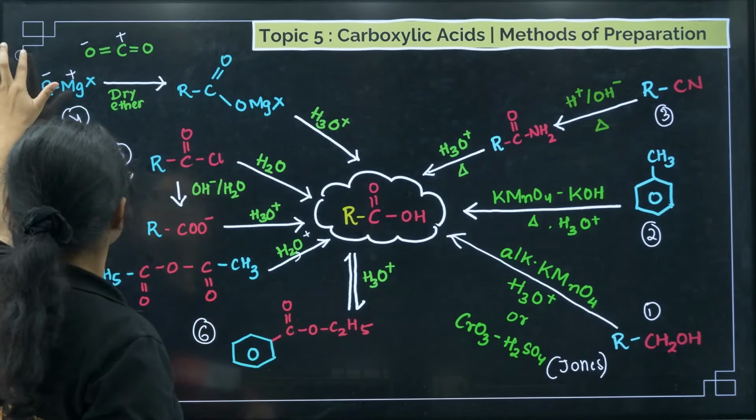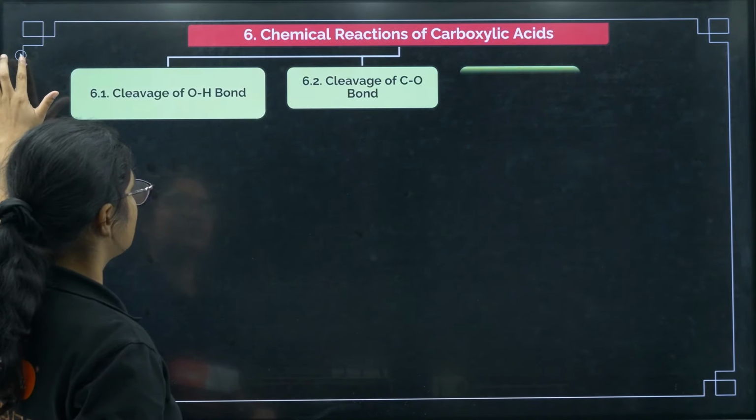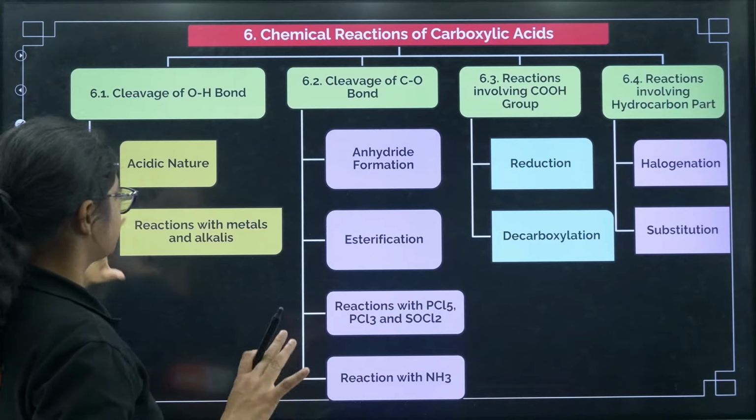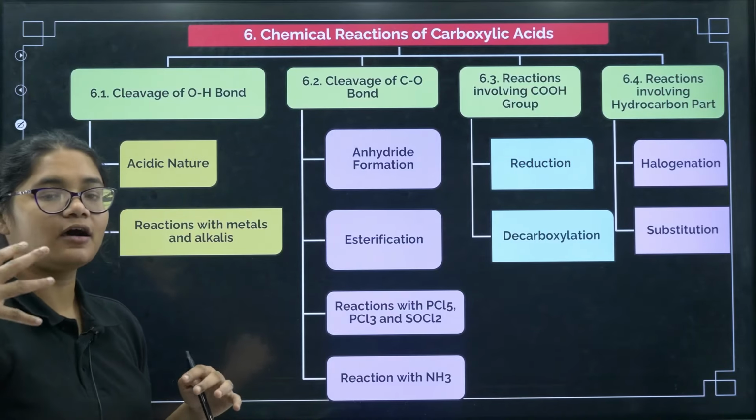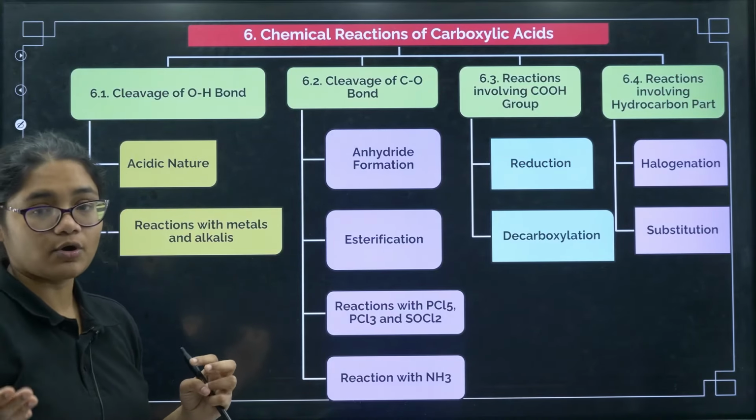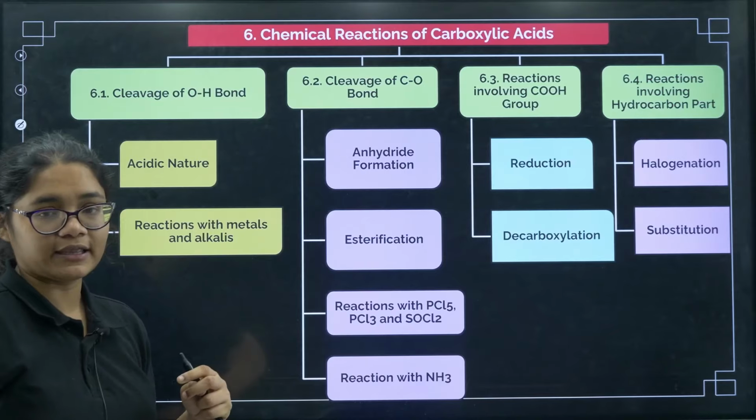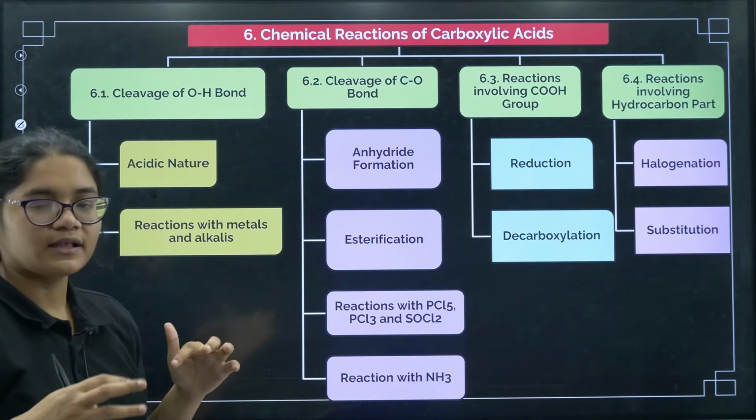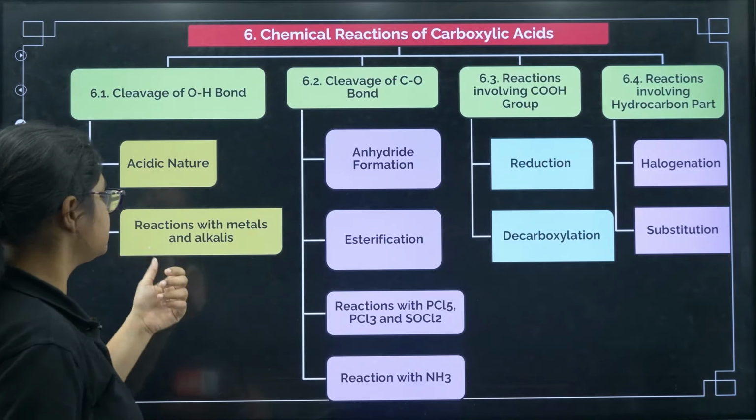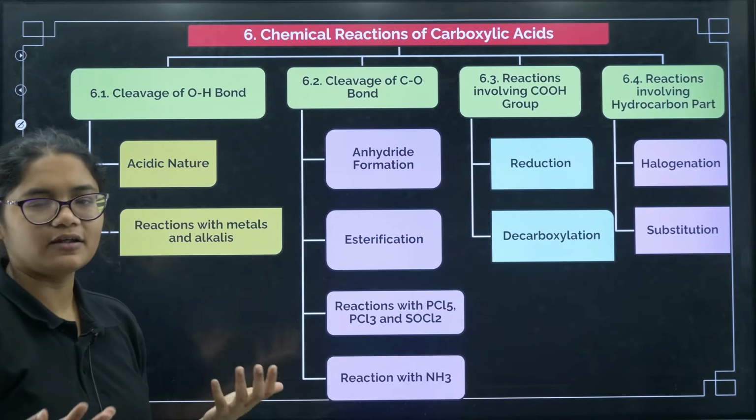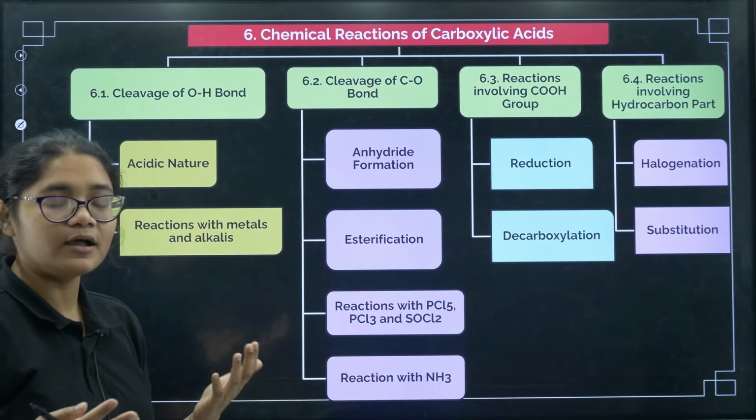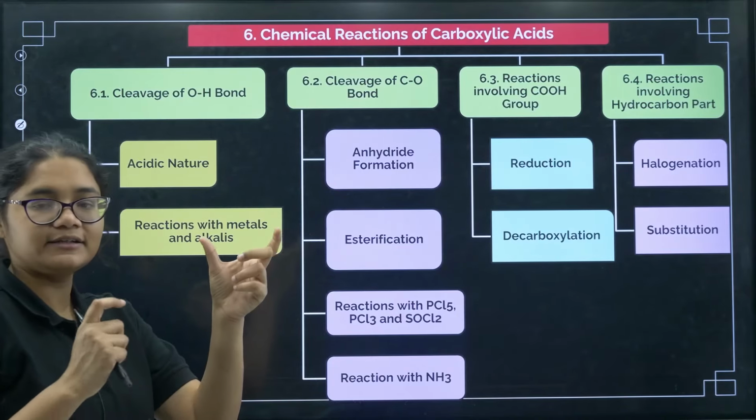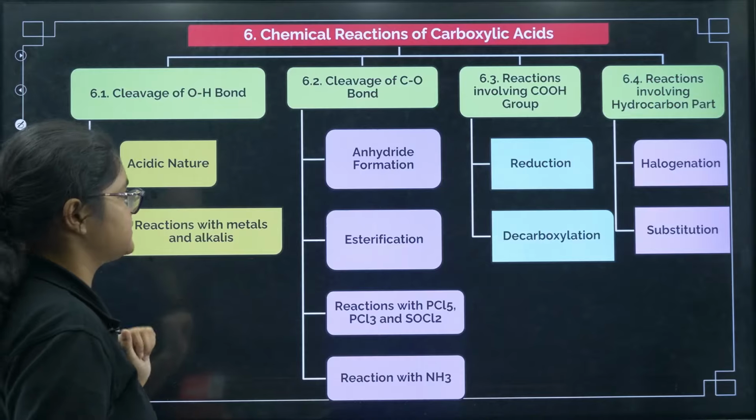Next we will see the chemical reactions of carboxylic acid. Here also most of the things we have already studied. Like we have the reactions of alcohols where we have OH bond breaking, CO bond breaking. Similarly, the first reaction is cleavage of the OH bond. Here generally it will react with metals and metal oxides like Na, NaOH and NaHCO3. These are simple reactions of metals and acids.